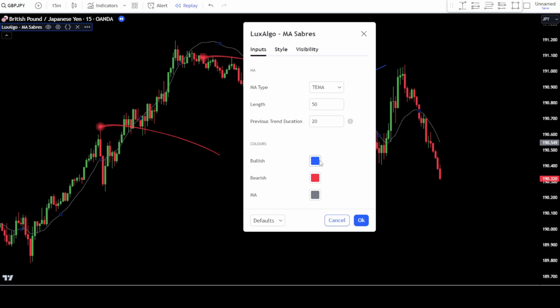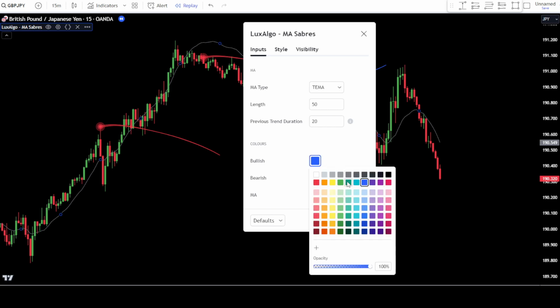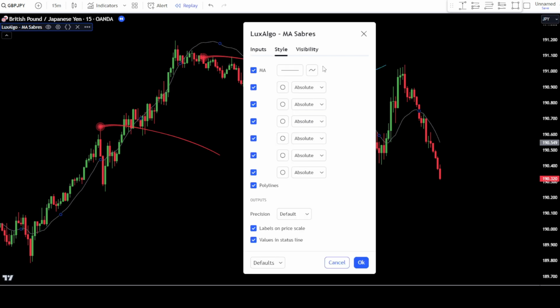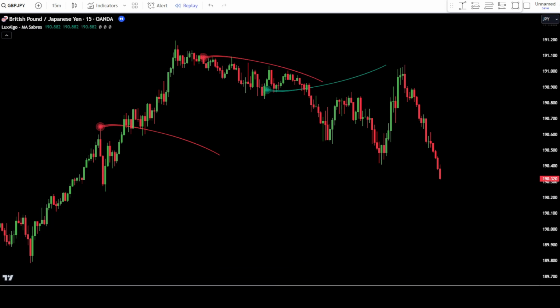Next, customize the color of MA Sabers according to your preference. Then, go to the Style tab. In the Style tab, deselect the checkbox for MA. Once done, click OK to confirm the changes.